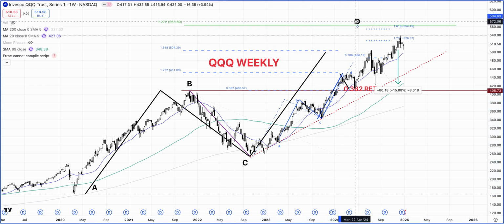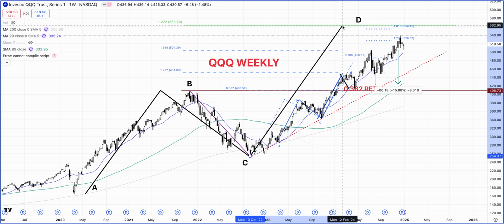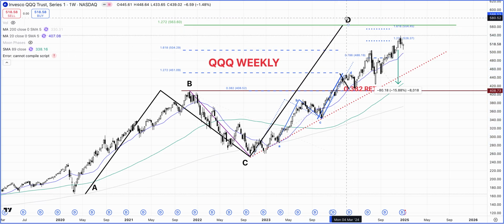So I'm actually gonna take it there, and this is of course assuming the key support levels are held, which we are still watching.